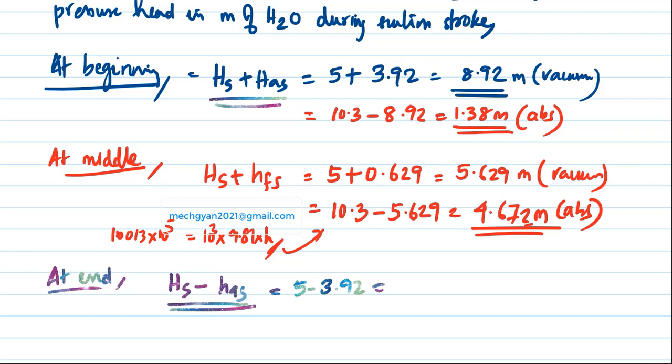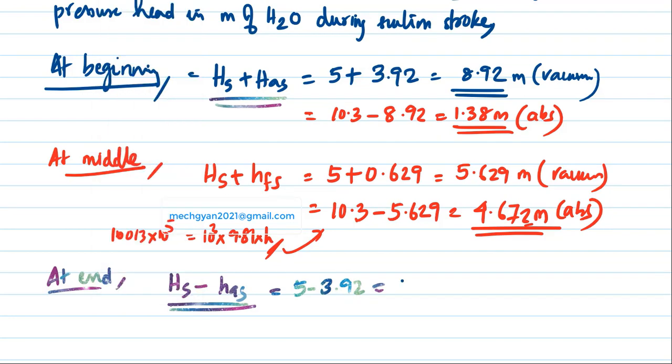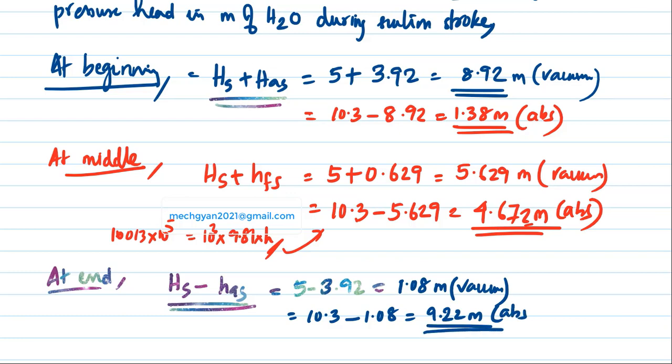So that is equal to 5 minus 3.92, equal to 1.08 meter vacuum. That is equal to 10.3 minus 1.08, that is equal to 9.22 meter absolute. So the section stroke is done.